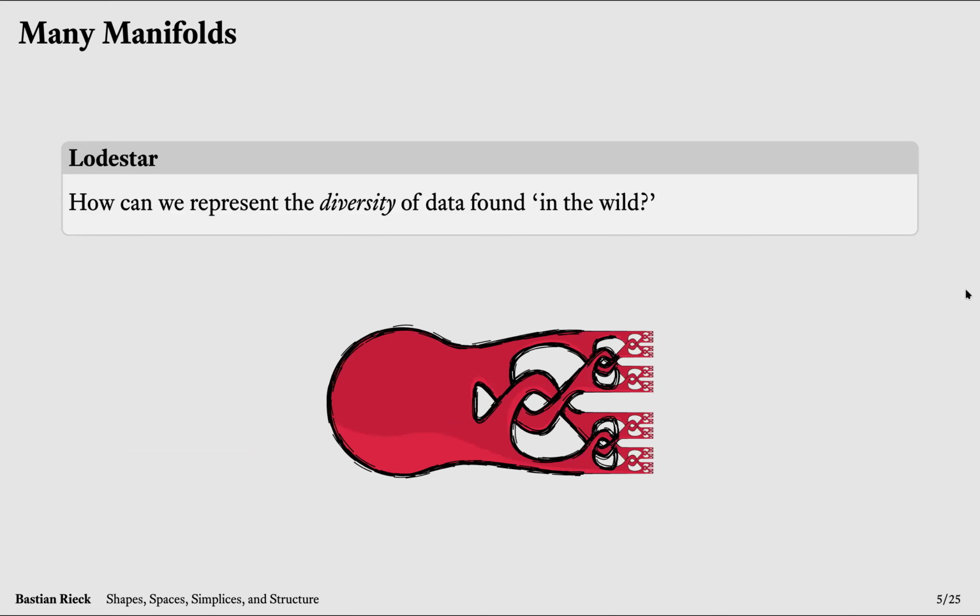There's even weird stuff, very weird stuff like this Alexander horned sphere. So just because it's a manifold doesn't really mean that it's super nice to deal with in practice, right? And we need something to deal with this type of diversity that we hopefully have in our data sets. And we need ways to structure that and to derive some properties from it.